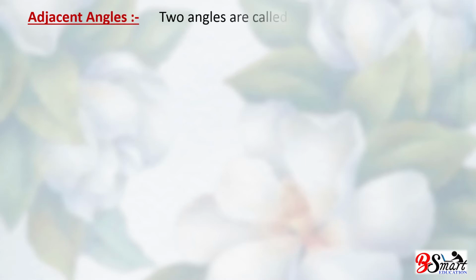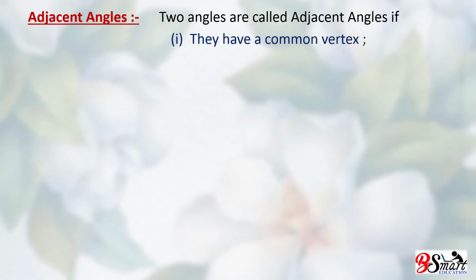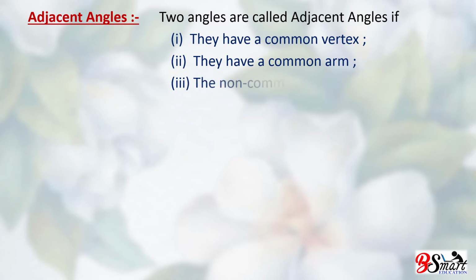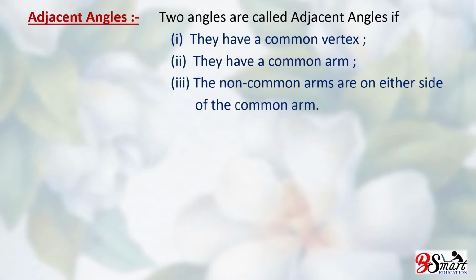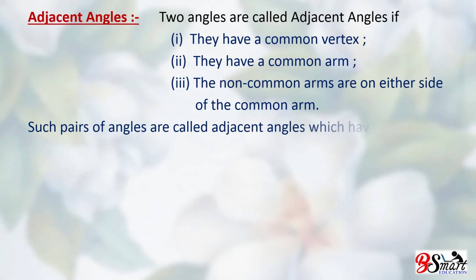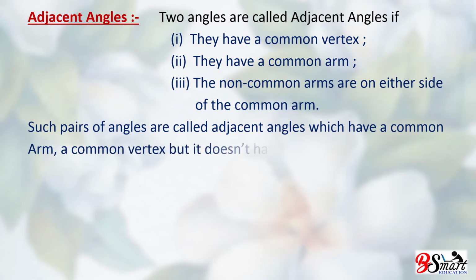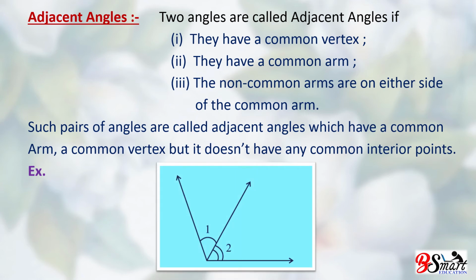Now, our third angle is adjacent angle. Two angles are called adjacent angles if, first point, they have a common vertex, second point, they have a common arm, and third point, the non-common arms are on either side of the common arm. Such pairs of angles are called adjacent angles which have a common arm, a common vertex, but don't have any common interior points. Look at the given figures.